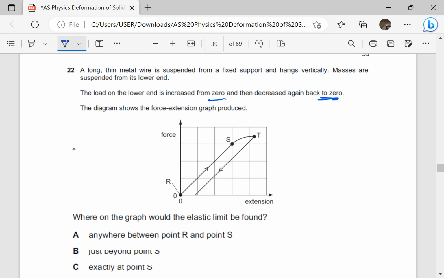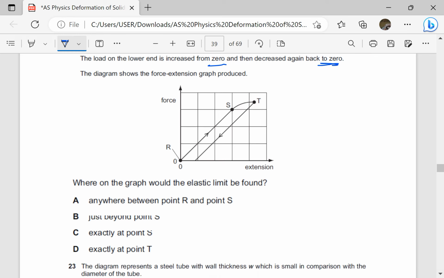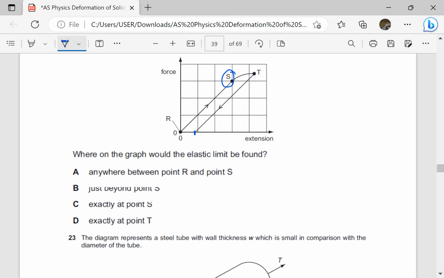The diagram shows the force extension graph produced. Where on the graph would the elastic limit be found? Of course, the elastic limit would only be found here because when you go beyond this, the material retains some extension when the deforming force is removed. So it means it will be exactly at point S.